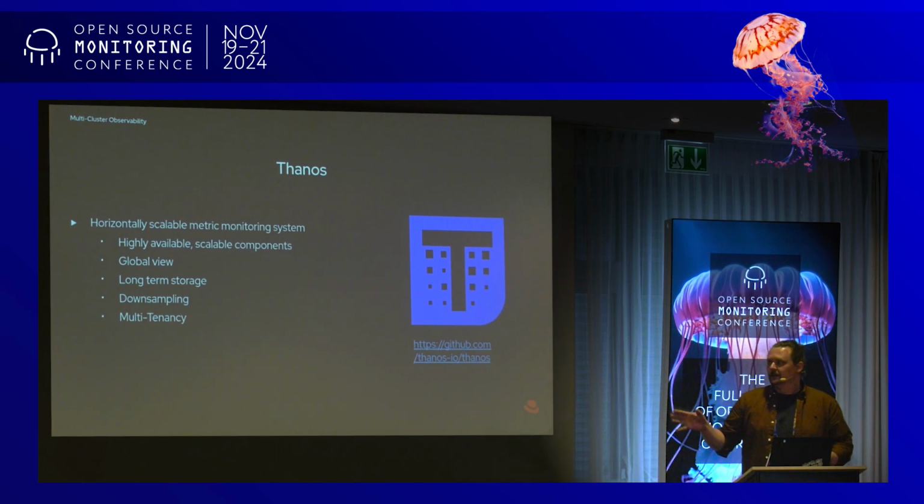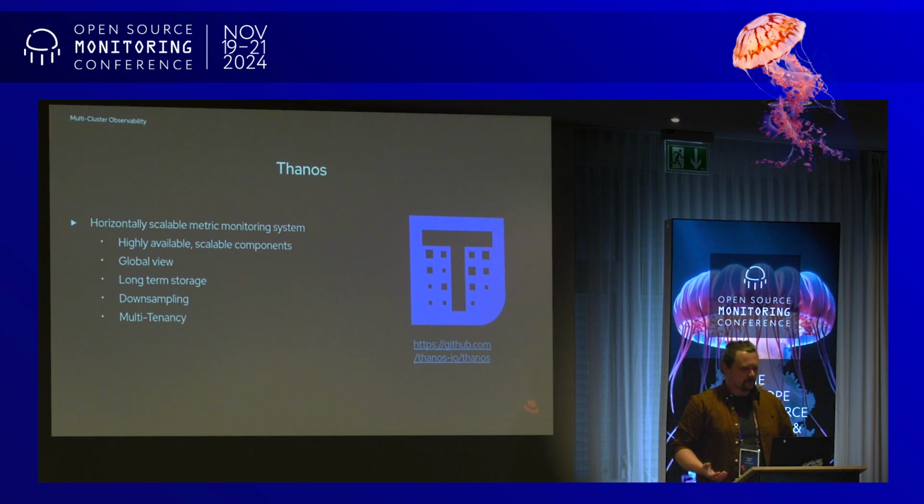So Thanos is basically a scalable Prometheus. It's sharing a lot of code with Prometheus, especially the APIs. And it's built for being horizontally scalable. So it has multiple components. They can be deployed in a highly available fashion. It provides usually a global view of your metrics. It's optimized for long-term storage. So we use it up to 3-4 years of storage. It provides components for downsampling, for compaction, in order to reduce the size of your data. And it has APIs for multi-tenancy usage.